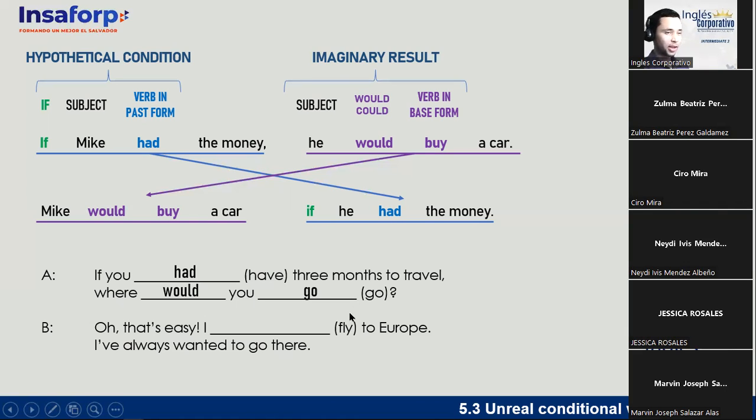Si tú tuvieras 3 meses para viajar, ¿a dónde irías? If you have, again, this is the condition. If indicates that the verb that follows will be in past simple form. If you had 3 months to travel, where would you go? What about the answer? I need another volunteer, please.